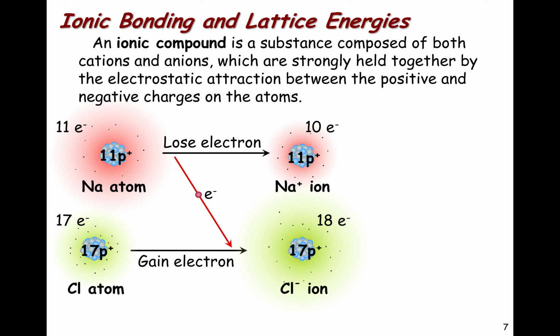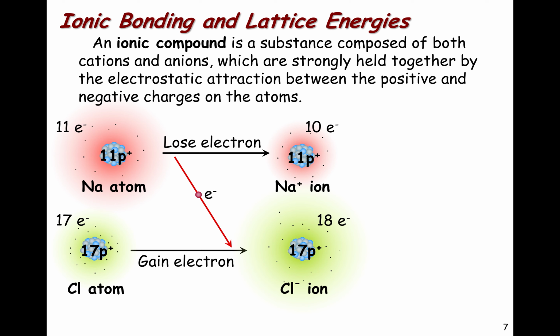But it loses 1 electron to form an ion which has 11 protons, 11 positive charges in the nucleus, but only 10 electrons. So the net charge is the sum of the 11 positives and 10 negatives, so hence the net charge of the sodium ion is +1.